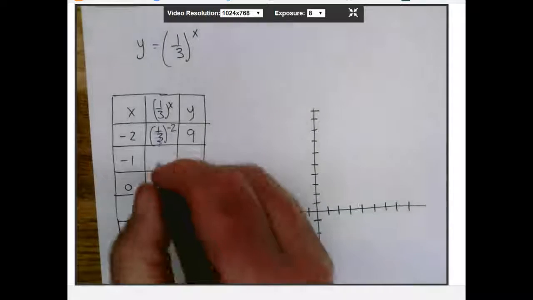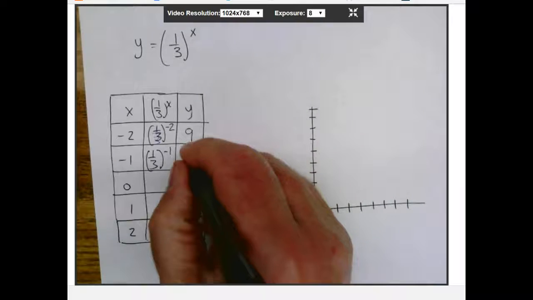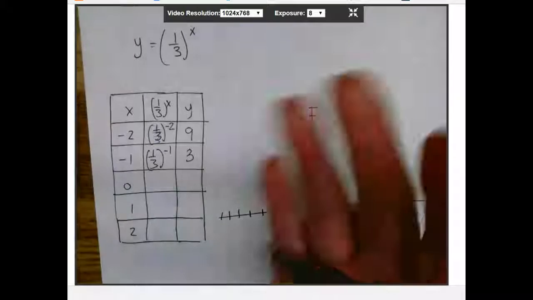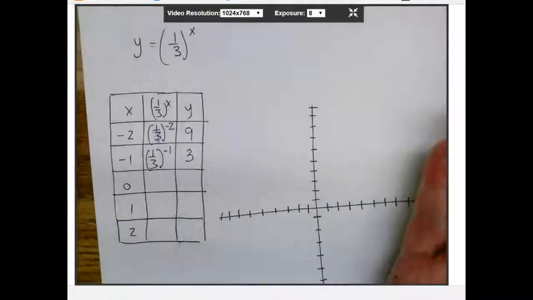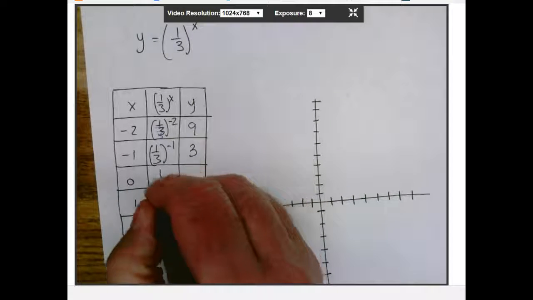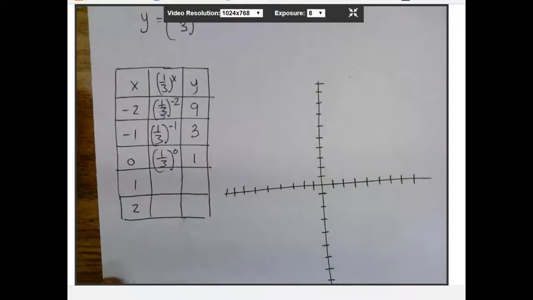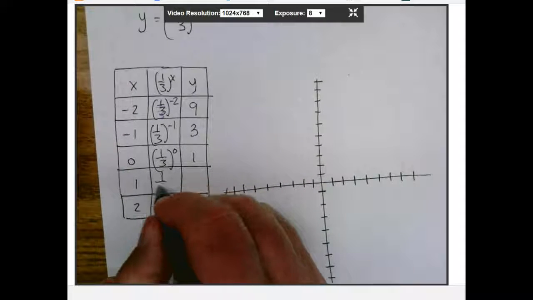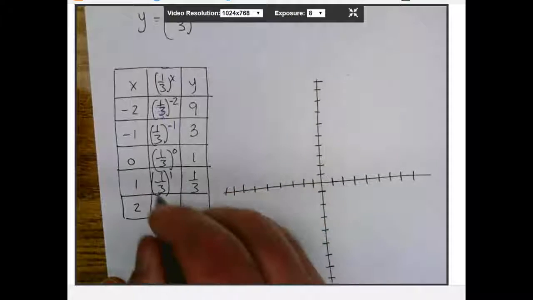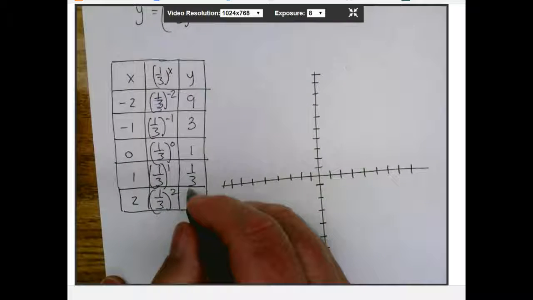Okay, then we have -1, 1/3 to the -1, so that's just going to be 1 over 3 to the -1, which is just inverted, and it's going to be 3. So here we have 1/3 to the 0, it's going to give us 1. And then we're going to have 1/3 to the first. That's going to be 1/3. And then it's going to be 1/3 squared, and that's going to be 1 over 9.